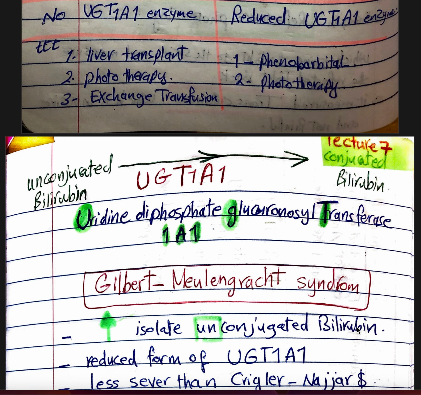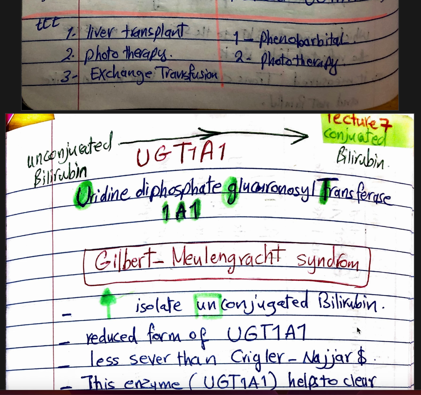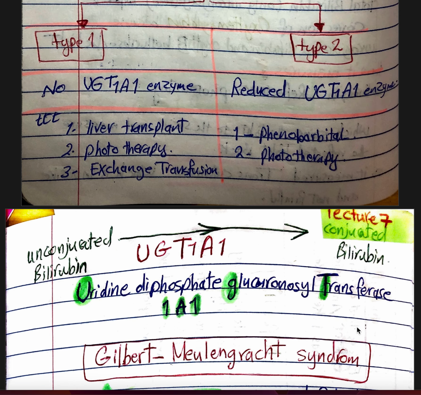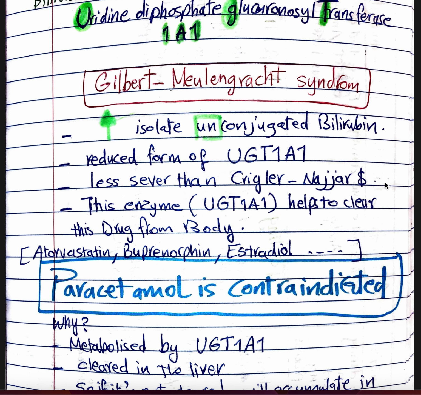We have Gilbert syndrome, which we can describe more easily. It's also due to unconjugated bilirubin, but with a reduced form of the uridine diphosphate glucuronosyl transferase enzyme. So there is hope because it is reduced, but if there's no enzyme, it's lethal, which is type 1 of Crigler-Najjar syndrome. Type 2 is less severe. And the enzyme helps to clear drugs from the body. This enzyme is so important to remove all the toxic drugs from our body.